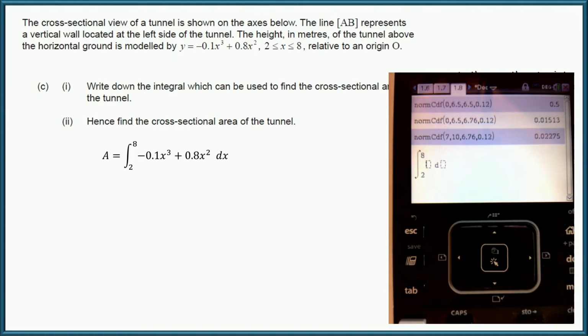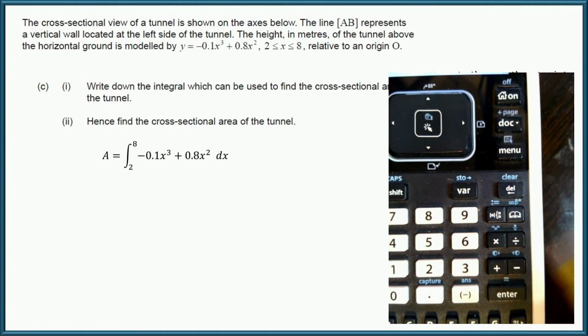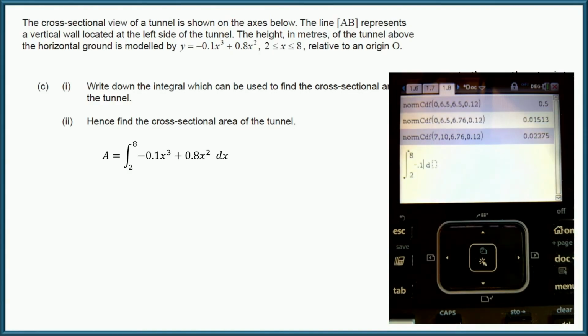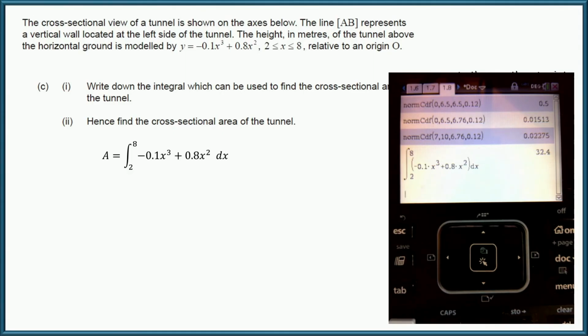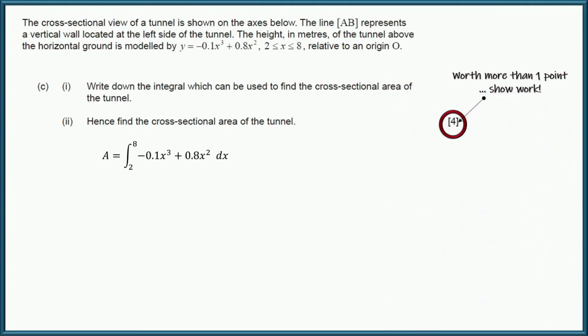All right, so negative 0.1. Now I use negative, not minus, right? So negative 0.1 x to the power of 3, plus 0.8 x squared. And that's it for that. And then I go over here and I hit dx and hit enter. 32.4. Well, how fancy is that? 32.4. Pretty cool. So there we go.